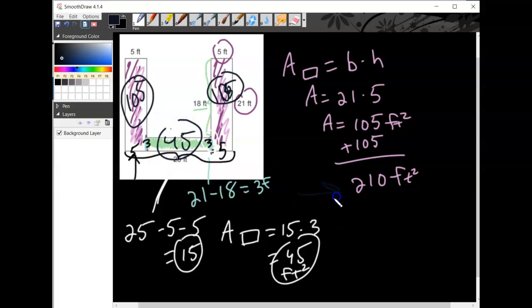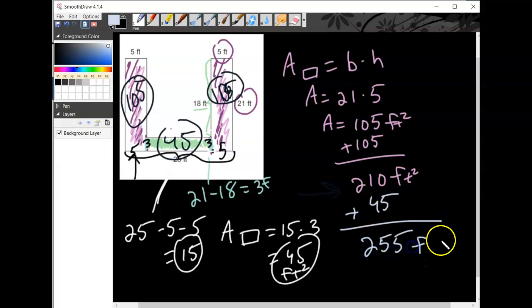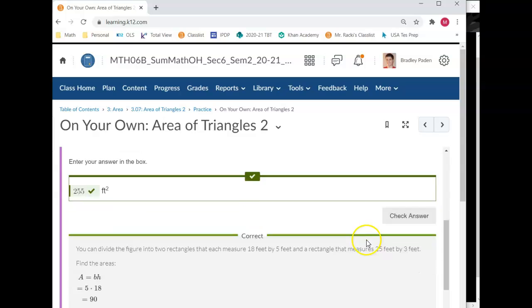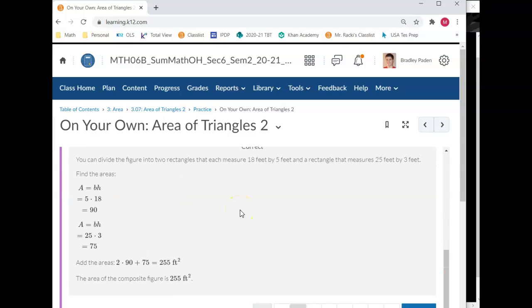We already added the two 105s right there to get 210. Let's tack on 45. 255. We should get 255 feet squared. Let's double check it with the computer. Yes. All right.